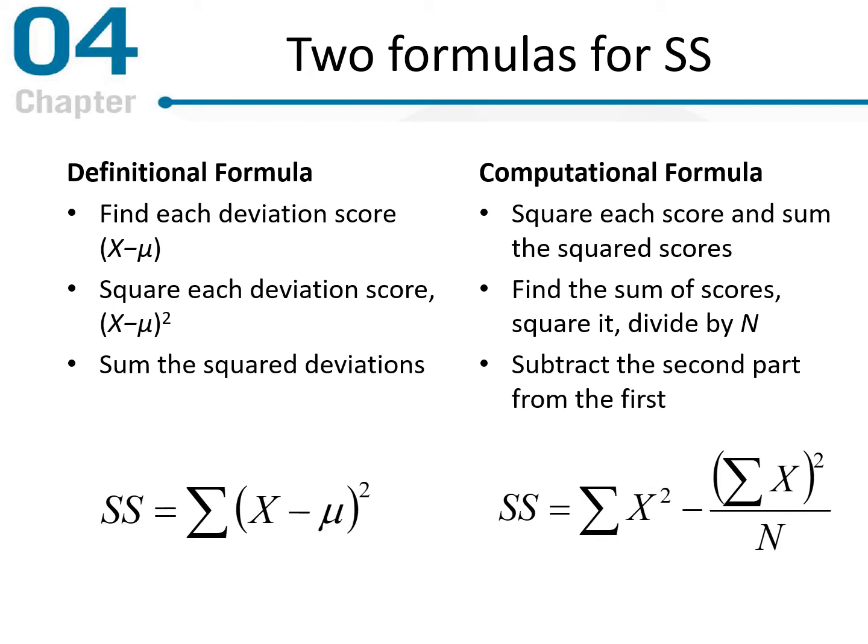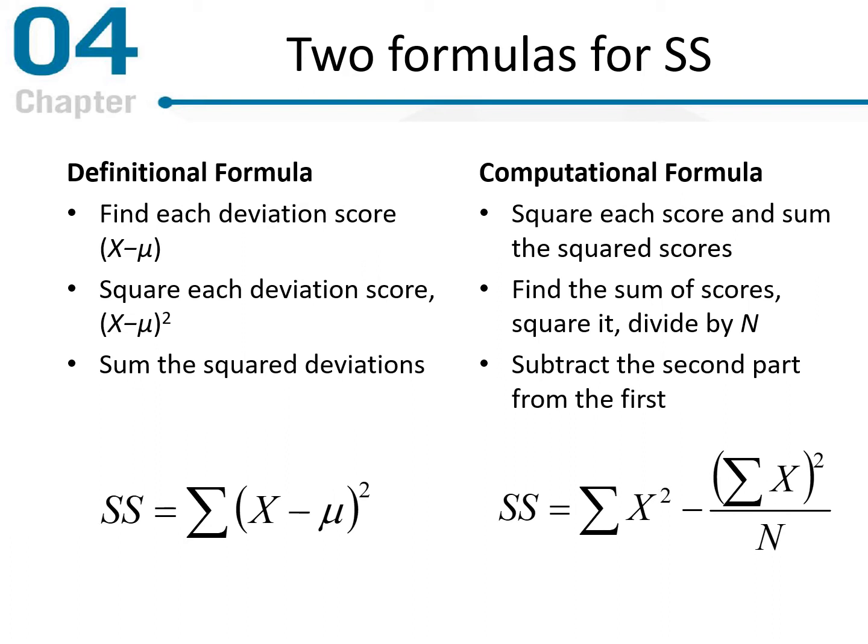So here's the comparison. We've been talking about the definitional formula, where you find each score, subtract the mean, square those deviation scores, and then sum up the squared deviations to get you the sum of squares. And you see that at the bottom left here, you have sum of x minus mu squared. That's just the sum of the squared deviation scores. The deviation score is x minus mu, each score minus the mean of the population.